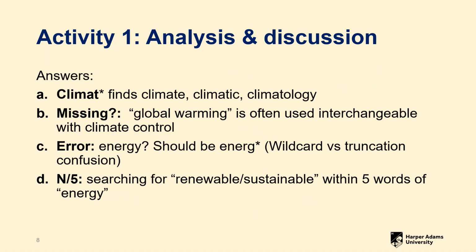Now let's go through these answers together and see what we can learn. First, you'll notice that climate* with an asterisk is a smart truncation choice, as it will pick up climate, climatic, climatology, and other variations. For question 2, one of the answers we were looking for is global warming. This is a key term that could be missing from your search and would be a valuable addition to make your query more comprehensive.